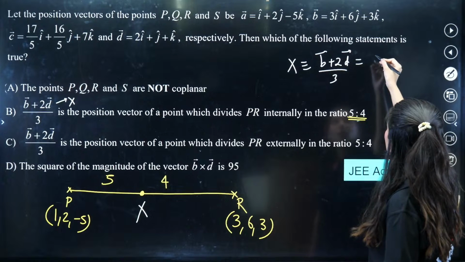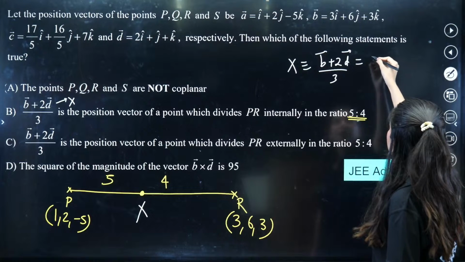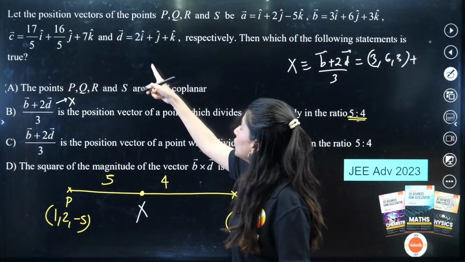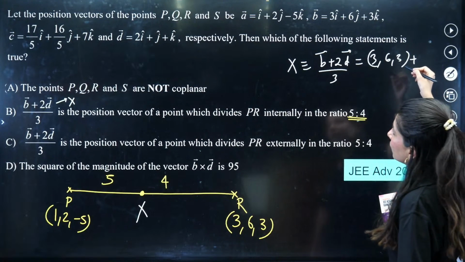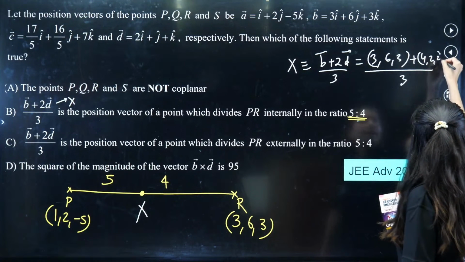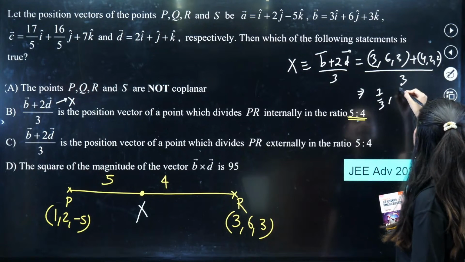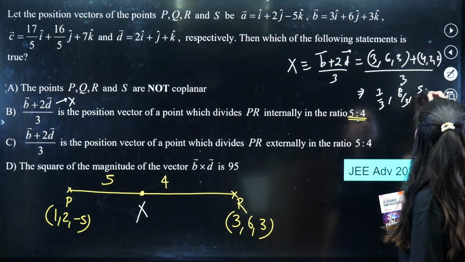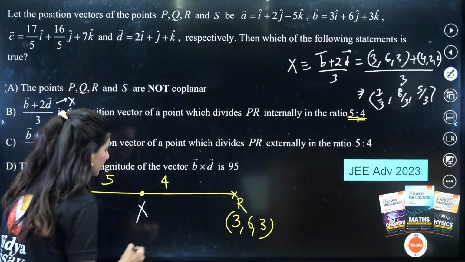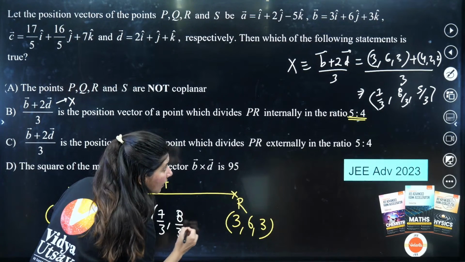So this is actually going to be B. So B is what? 3, 6, 3 plus 2D. So 2 2s are 4: 4, 2, 2 by 3. So this is going to be 7 by 3 and 8 by 3 and 5 by 3. Okay. So this is 7 by 3, 8 by 3 and 5 by 3.